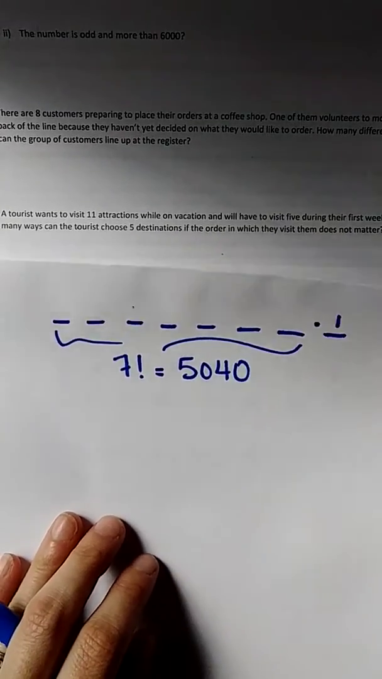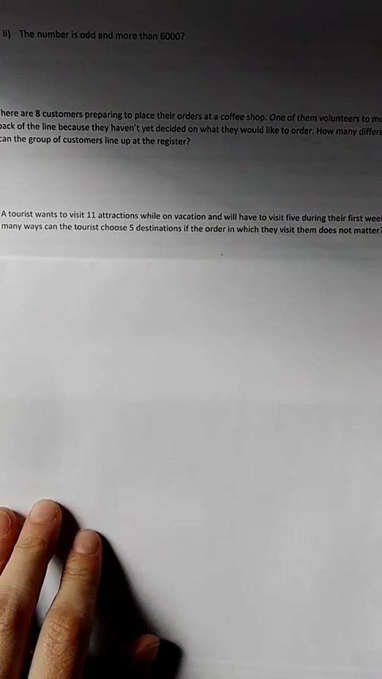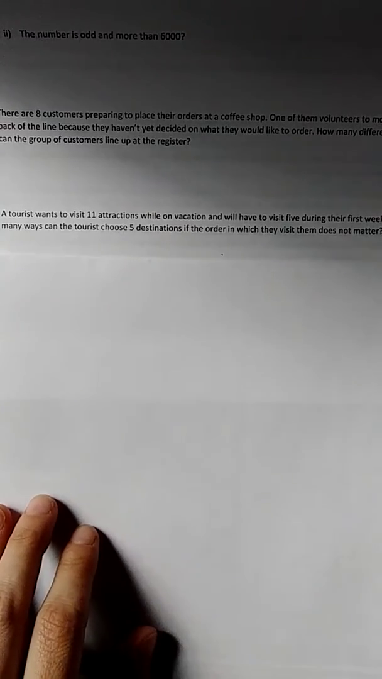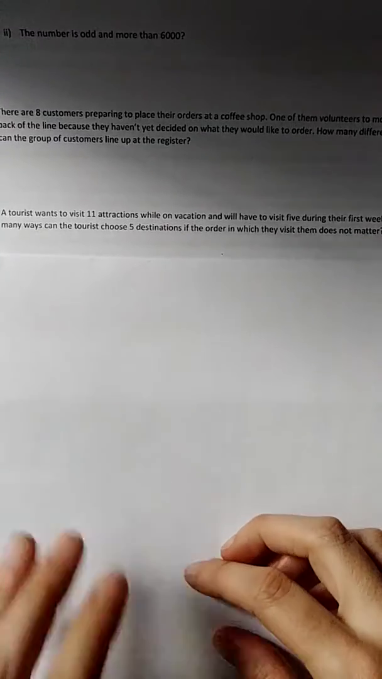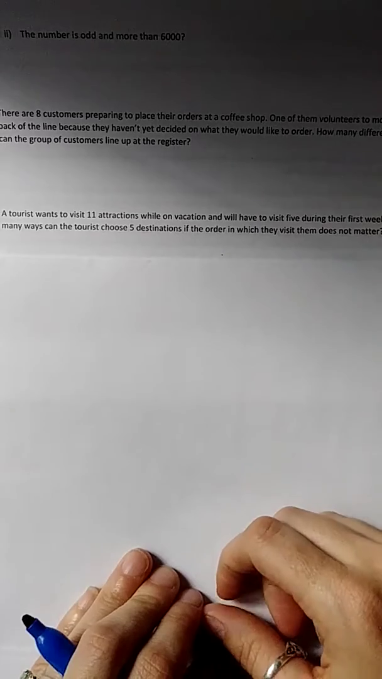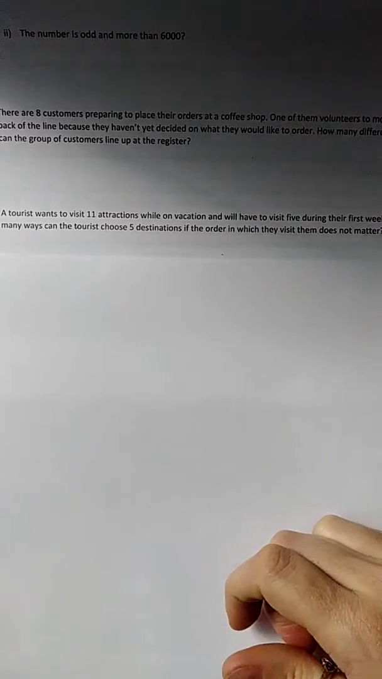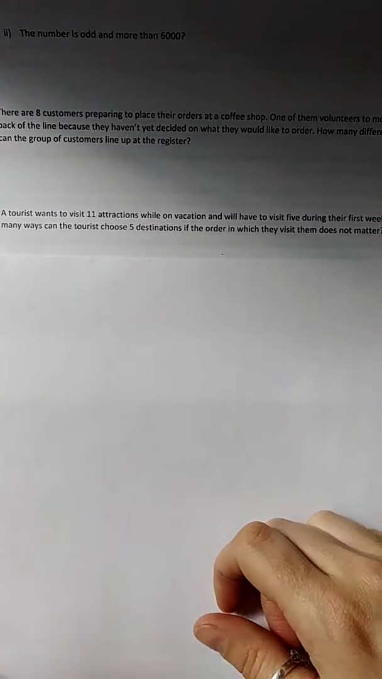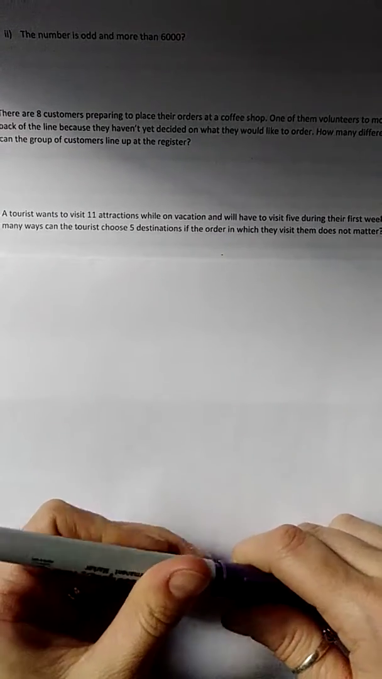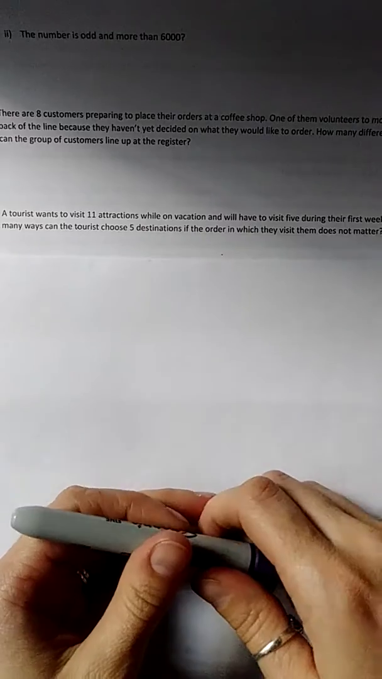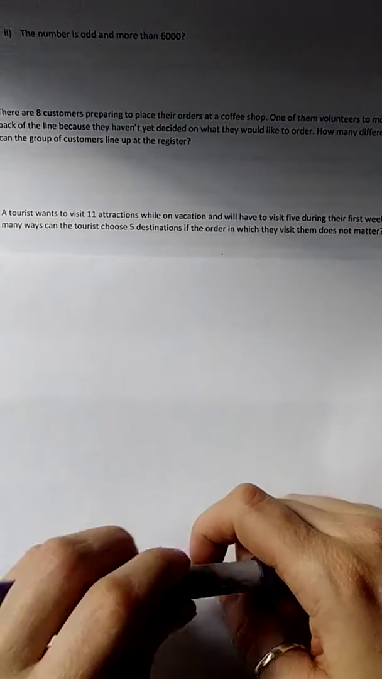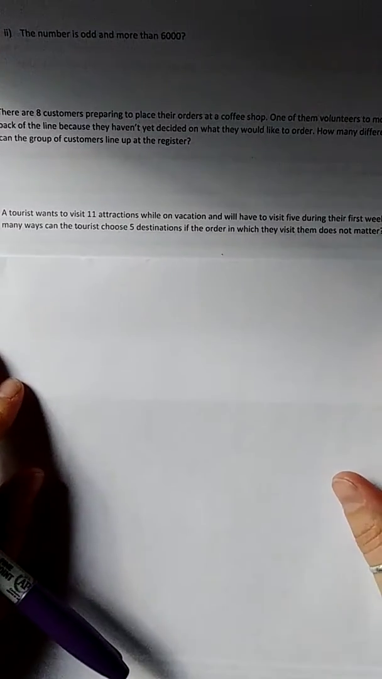We have a tourist who wants to visit 11 attractions while on vacation. They have to visit 5 during their first week because of time constraints, I'm sure. So we're trying to figure out how many ways the tourist can choose 5 destinations if the order in which they visit them doesn't matter. So it doesn't matter if they go to Disney first or Universal or SeaWorld, because they are still going to be excited about the chance to visit all of the places altogether.